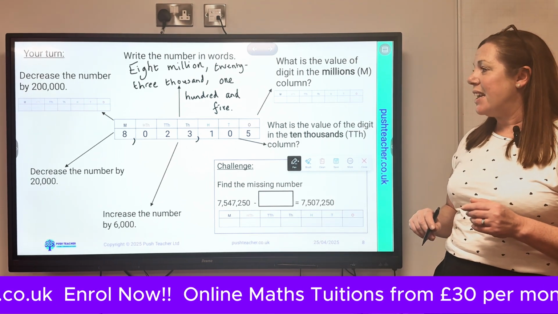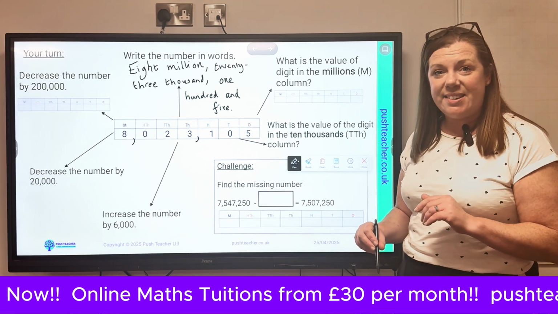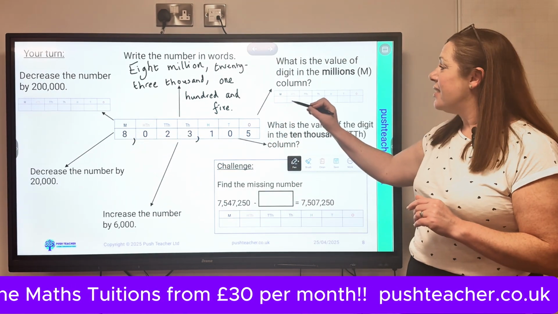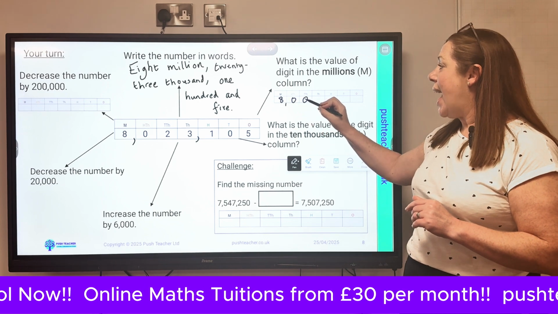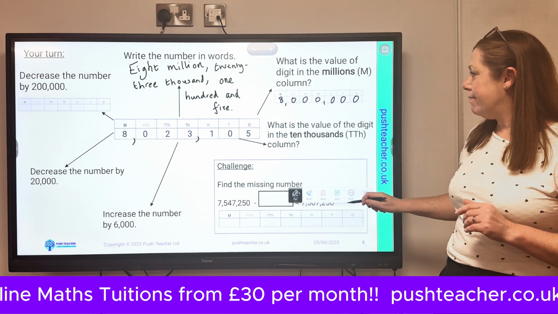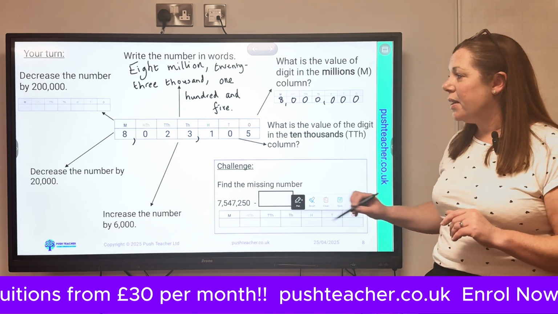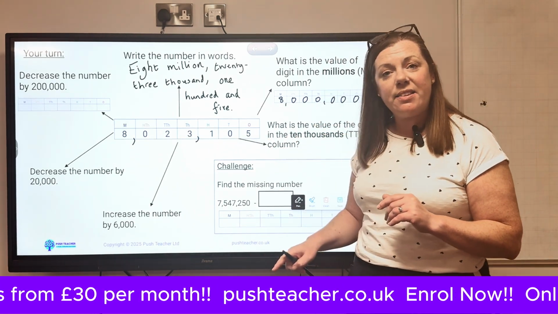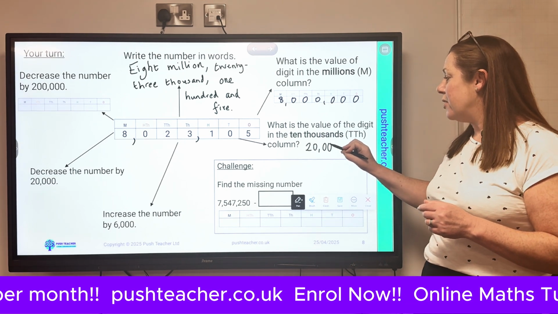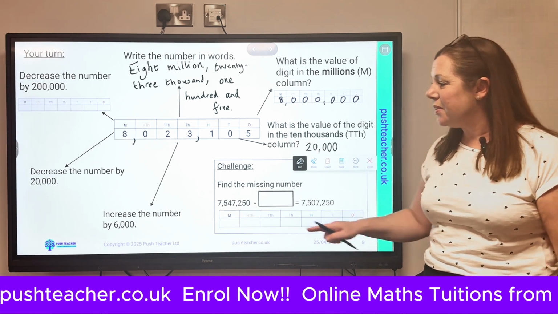What is the value of the digit in the millions column? So what's the value of it, not just what digit it is. If I go to my millions column, I can see I've got the digit of 8. That represents the number 8 million. What is the value of the digit in the 10,000s column? The 10,000s column has a digit of 2 in it. That represents 20,000. 2 lots of 10,000 make 20,000.